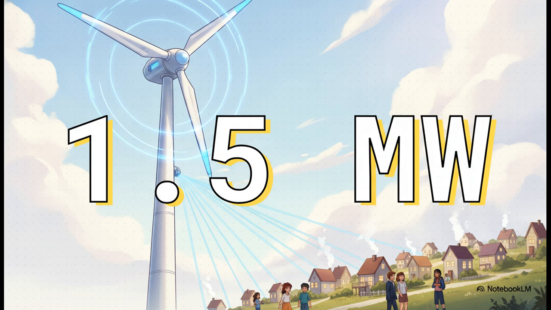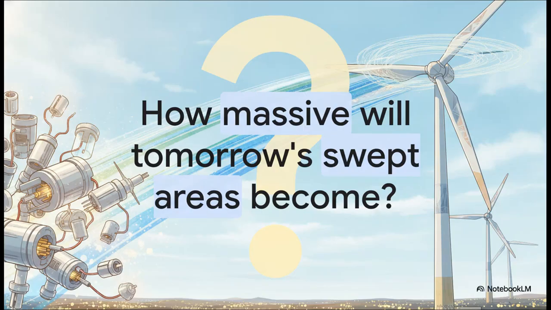Which leaves us with this final thought. We started right here inside the lab with tiny DC motors and DIY nacelles and scaled all the way up to fiberglass giants powering hundreds of homes. With current research pushing into ultra-lightweight nanomaterials and advanced biocomposites, engineers are figuring out how to build blades even longer without adding any extra drag. So just how massive and how powerful will tomorrow's swept areas become? The blueprint is there, and the sky is quite literally the limit.